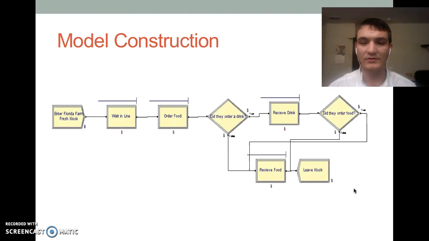Going back to receiving the drink, after you receive the drink, the model makes another decision. Did this person order food as well? If they didn't, they just leave the kiosk after receiving their drink. And if they did, then they would go and receive their food, and then leave the kiosk.